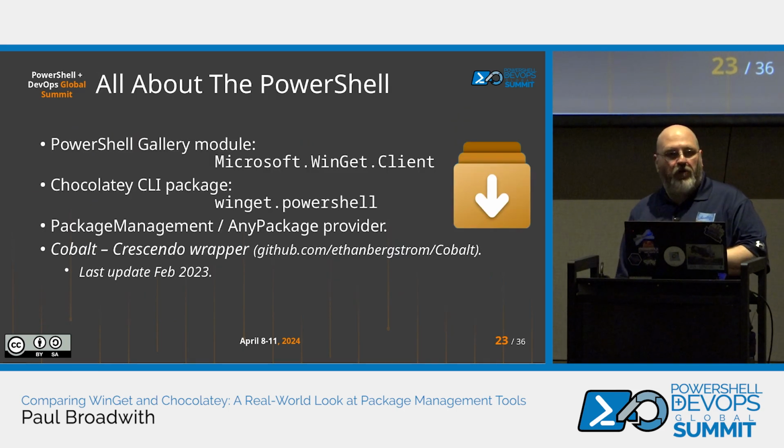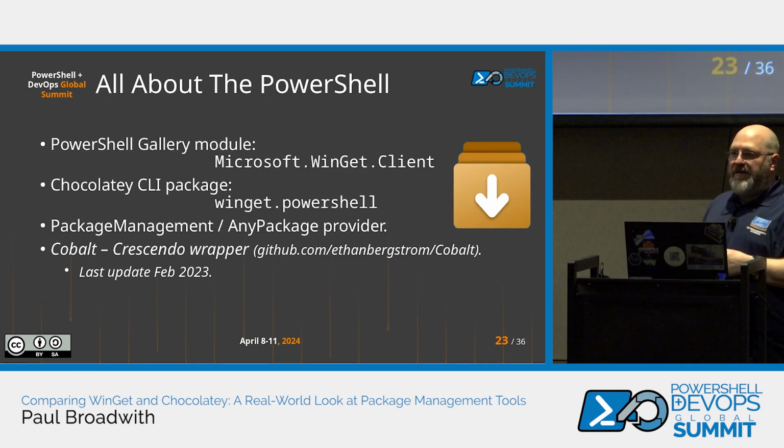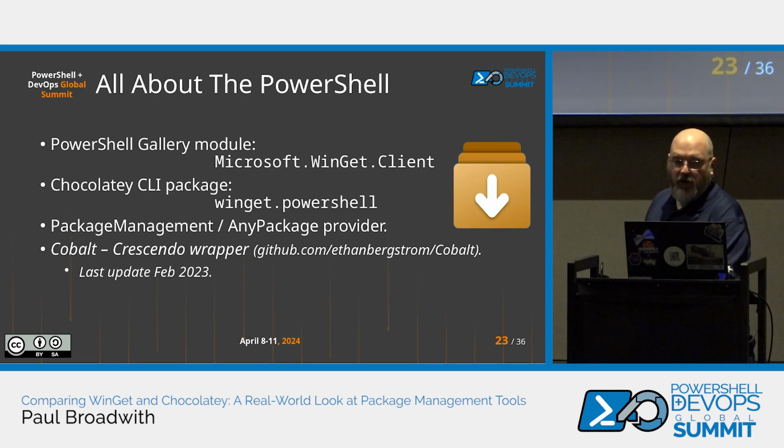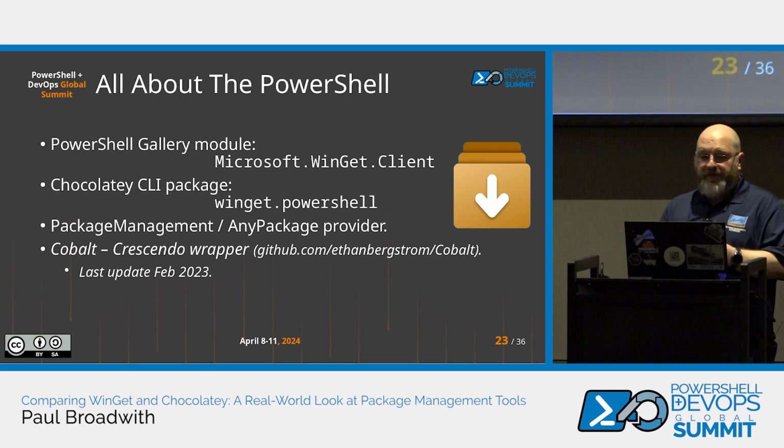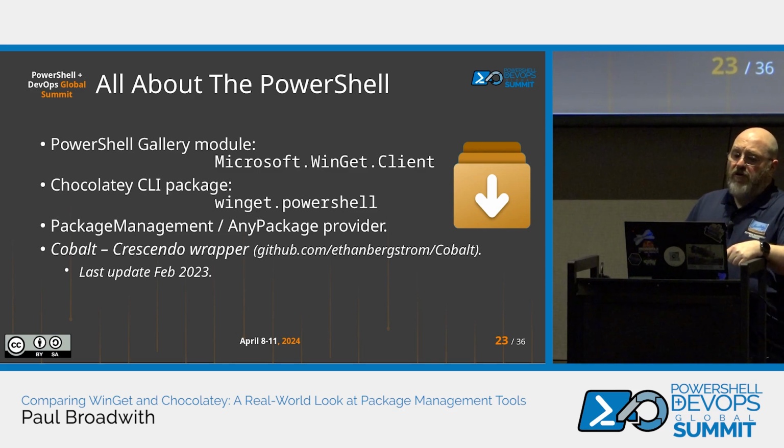So we're here at a PowerShell conference, so I want to talk about the way you would manage both tools with PowerShell. For WinGet, there's a PowerShell Gallery module called Microsoft.WinGet.Client, and there's also a Chocolatey CLI package for that, which again I maintain, and that's winget.powershell that you can install and manage with that. There's also a PackageManagement, or OneGet, package provider that we talked about a couple of slides ago. There's also a Crescendo wrapper.